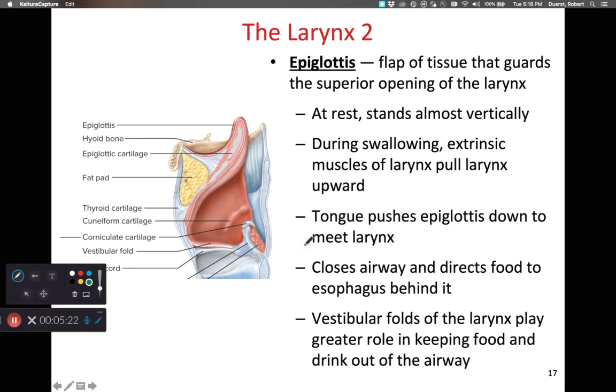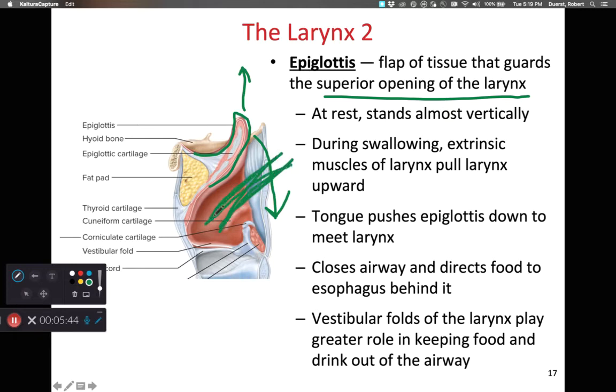So, as we're looking at the superior margin of our larynx, on the superior posterior margin, it's the epiglottis. And here we can see an erect or elevated epiglottis. That epiglottis can go down, and it's the flap of tissue that's going to guard the superior opening of the larynx. At rest, it's going to be elevated so that air can go in and out of the larynx no problem. And that's a good thing. It allows for us to breathe easily.